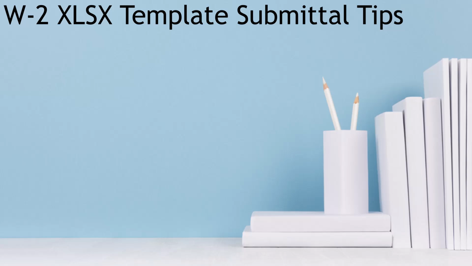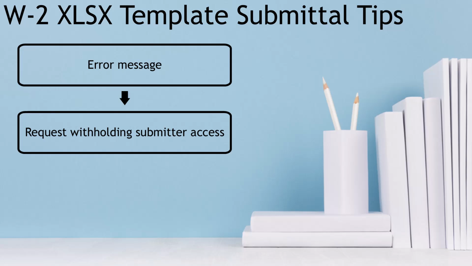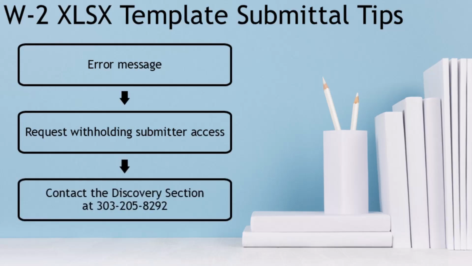Please note, if you have not yet been granted withholding submitter access, you will receive an error message when uploading your W-2 XLSX file. If this occurs, you must request withholding submitter access and wait to upload your file until you've received confirmation from the department that access has been granted. If you are unsure if you requested access, please do not submit another request, as this will delay processing. Instead, contact the Discovery section at 303-205-8292 to verify whether a request was submitted.